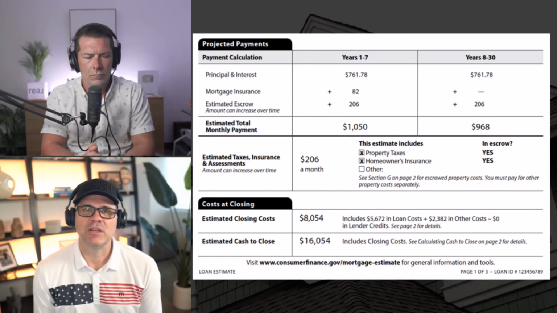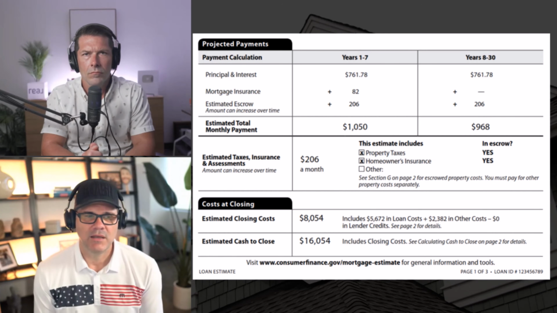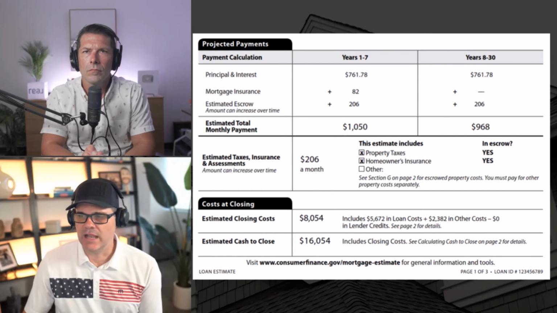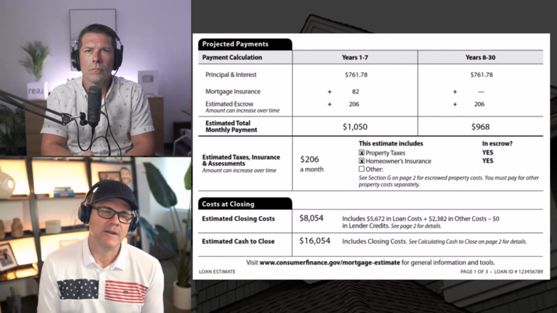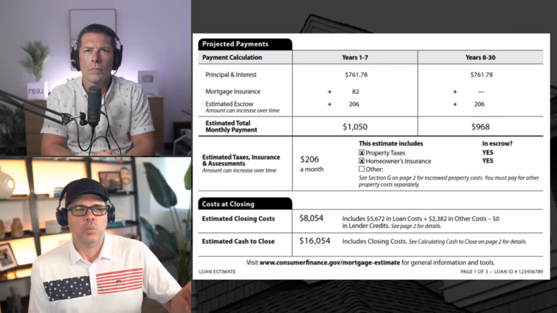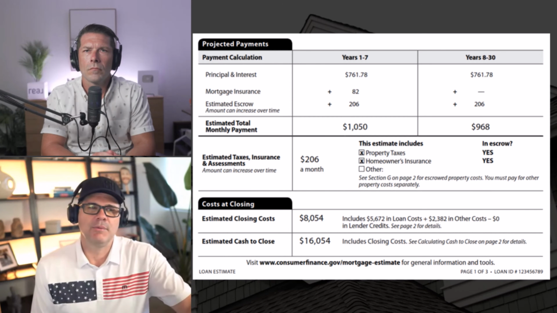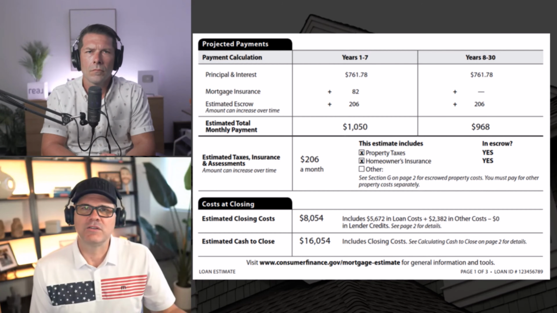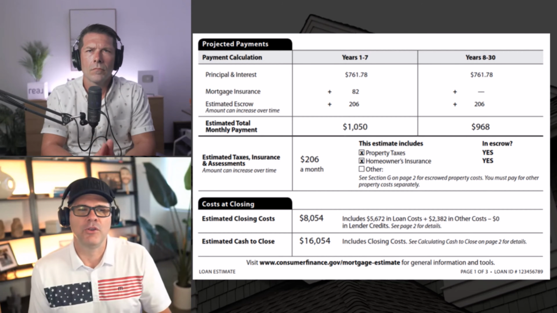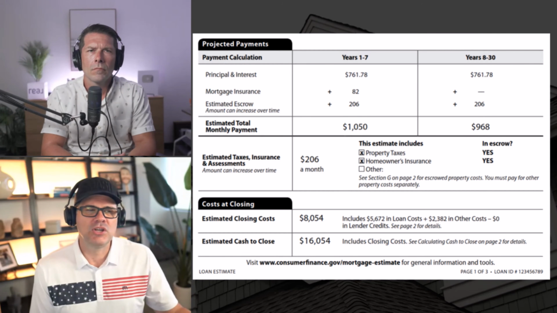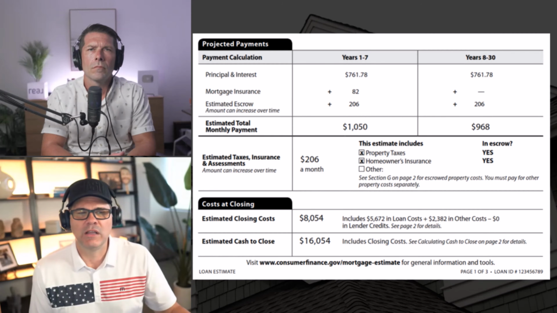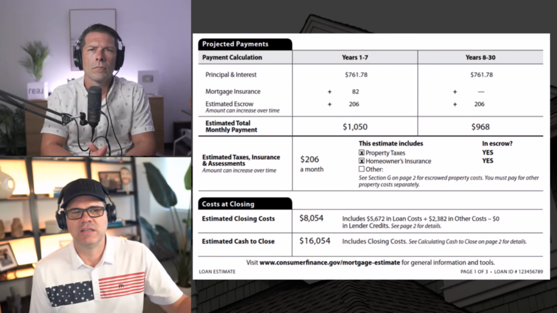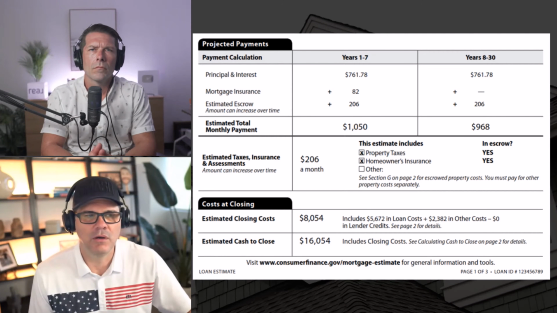So the next section there is going to go through projected payments. This one, Jeb, is just not good in terms of the way the government did this. So what it shows you is years, in this example, years 1 through 7 and years 8 through 30. And you say, wait, it's a 30-year fixed rate, so it's going to be the same all the way through there. What they're projecting is that the mortgage insurance would fall off after 7 years and it would go down. But for most loans, you're just going to see years 1 to 30 for a fixed rate.